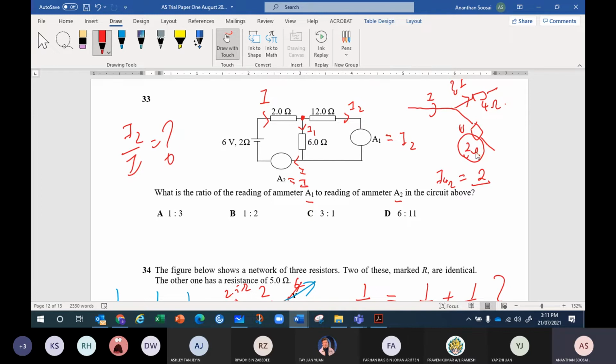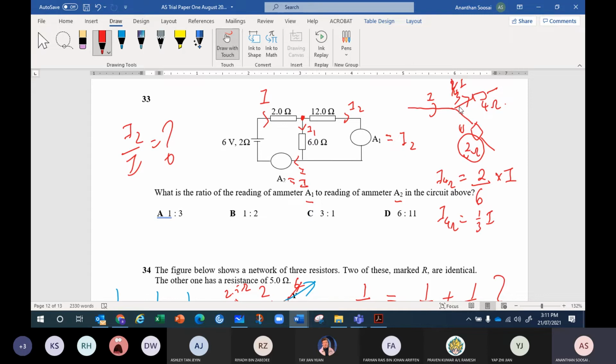Total resistance is simply 2 plus 4, 6, times the main current I. This is how you find the current. The current at 4 ohm is actually 2 over 6. That means 1/3 of I flowing to 4 ohm.